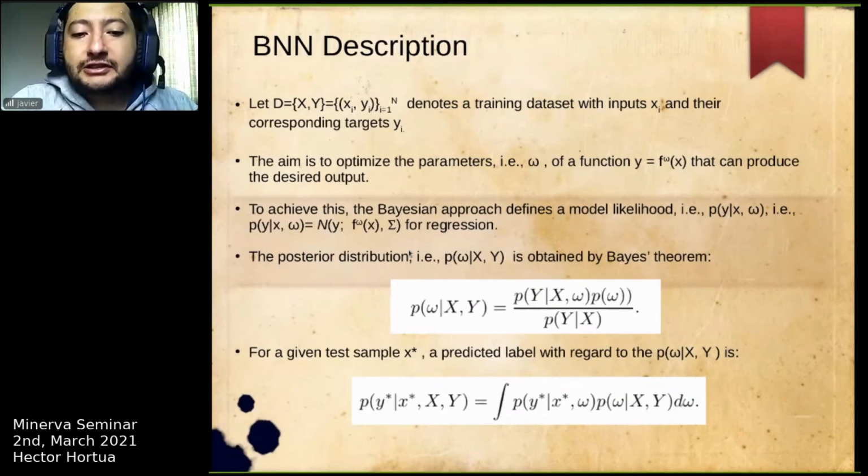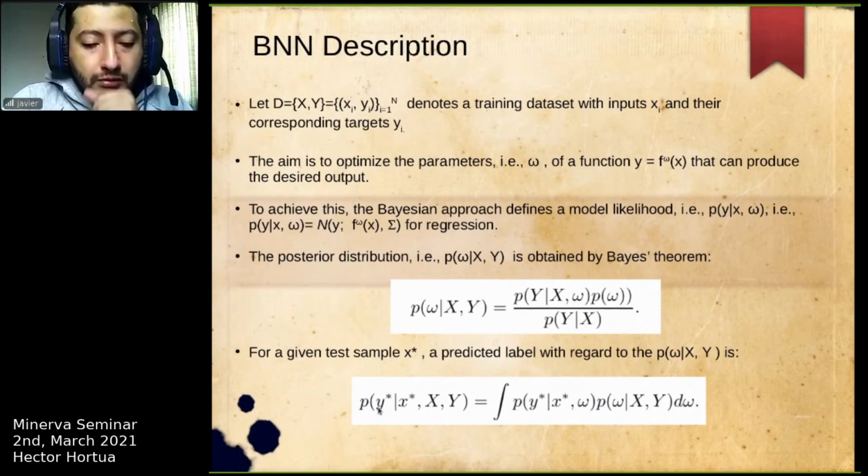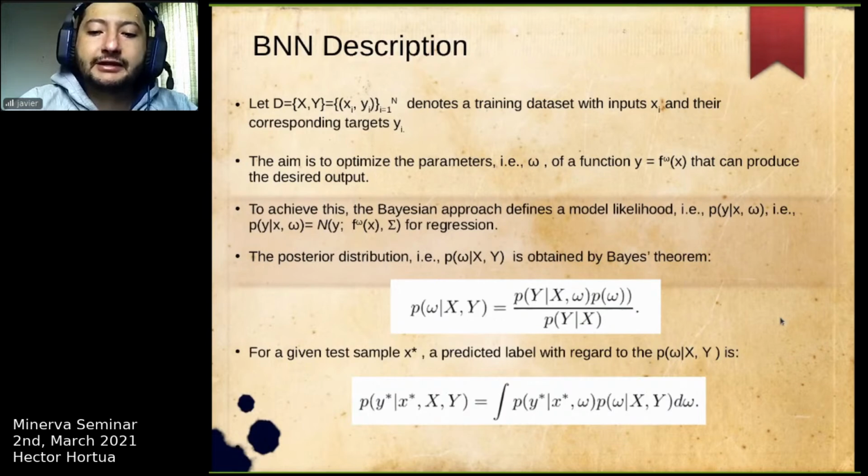Now, the posterior distribution of these weights can be obtained using Bayes' law that you can observe here. And finally, if you want to predict the target for a new instance, which I call X star, you can use this formula. Basically, the probability of the target of this new instance is equal to this expression that is commonly used for doing inference.